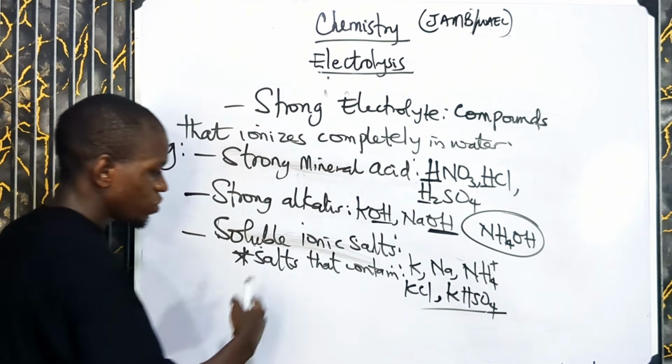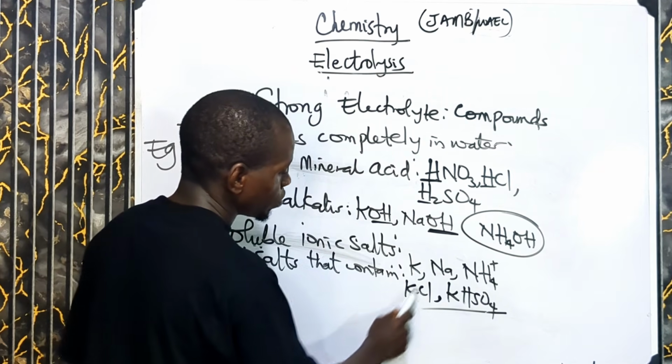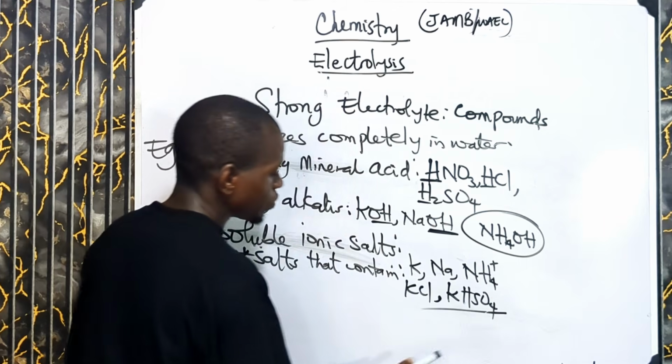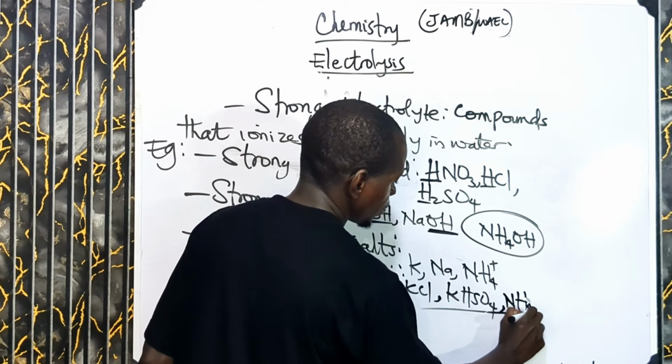Okay, now let's continue with the salt that we're talking about. Soluble ionic salt. I say that salts that contain potassium, sodium, ammonium, so maybe something like ammonium sulfate this way. Yes, ammonium sulfate.